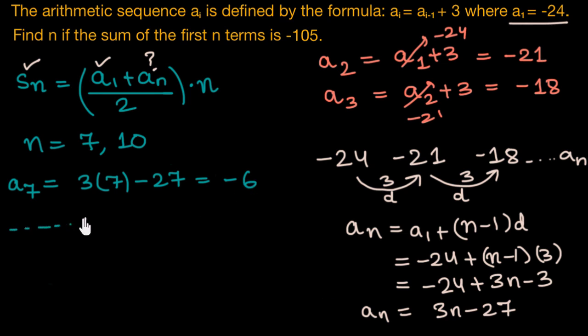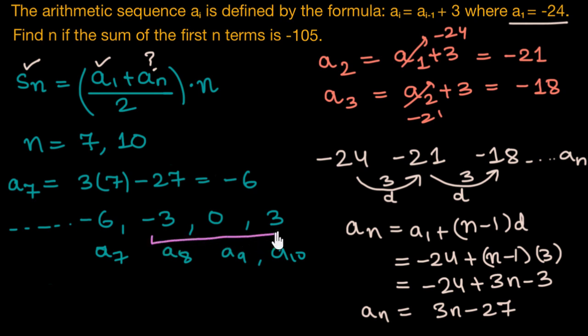So beginning with the 7th term, let's figure out our 8th term. So I'll just write A7 below it. And A8, our 8th term, would be negative 6 plus 3, which is negative 3. Then our 9th term would be negative 3 plus 3, which is 0. And the 10th term would be 0 plus 3, which is 3. So we can see from here that the 8th, 9th and 10th terms add up to 0. So this is why we can say that either the sum of the first 7 terms in the sequence is negative 105 or the sum of the first 10 terms in this series is negative 105.